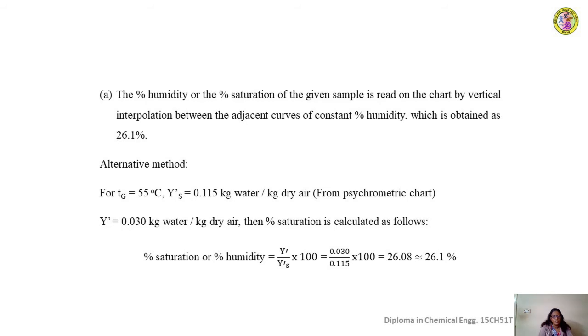Now using ys dash and y dash you can find out the percentage saturation. Percentage saturation or percentage humidity equals y dash divided by ys dash into 100. So 0.03 divided by 0.115 into 100 gives you 26.08%, which can be rounded off to 26.1%. This value is the same as the value obtained from the humidity chart. That is how you can find the values by using different methods and compare them to check the correctness of your calculation.